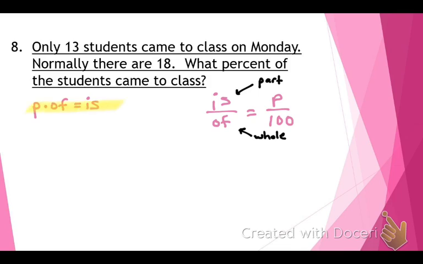So let's come back over here to the percent equation. Do I know my p? No, here's why. It says what percent. So I know I'm looking for the p. So for that, I'm just going to keep p right there. Of. As I come over here, I can see of is the whole amount. What is the whole amount that is normally in class? 18. There are normally 18 students. So I know my of is going to be 18. And then my is will be what? 13. That's the part of the students that actually came to class. So as you work this out, what is 13 divided by 18, guys? 72.